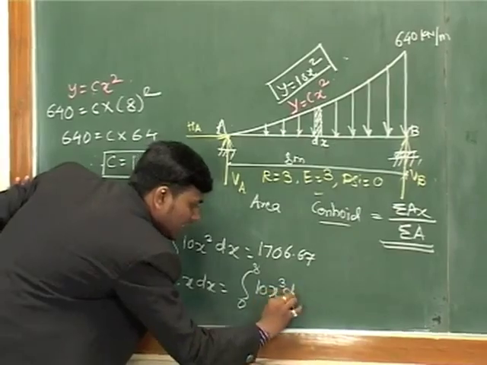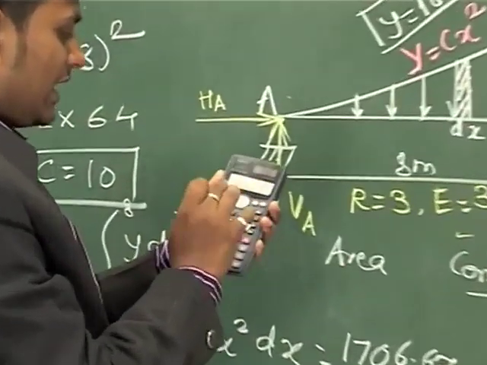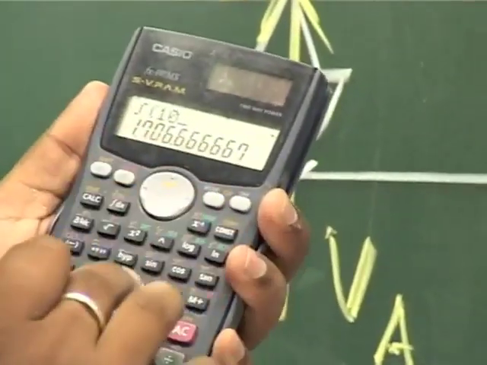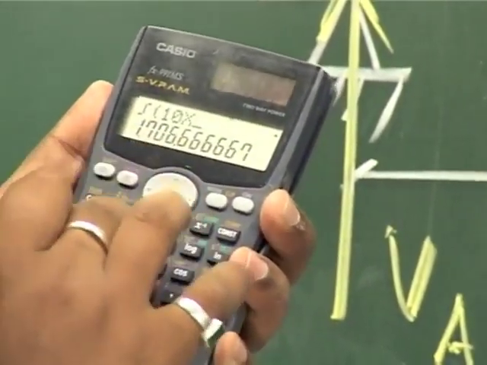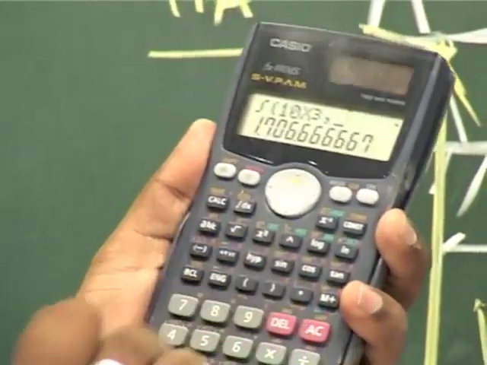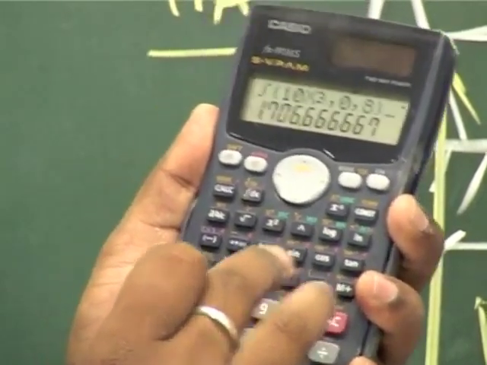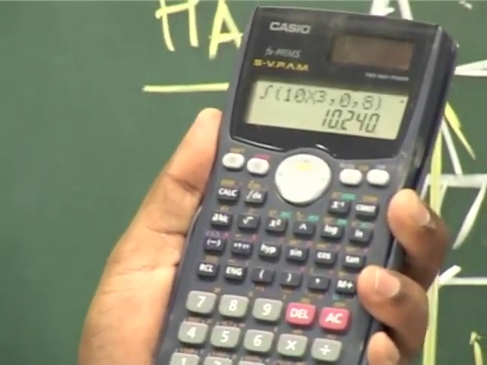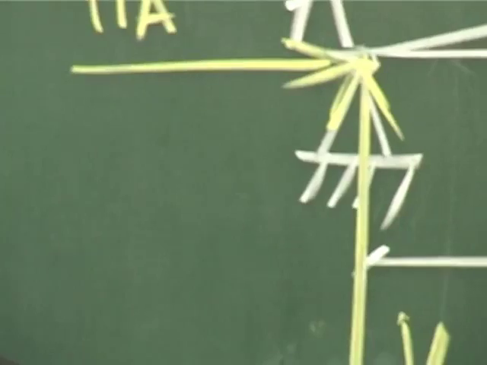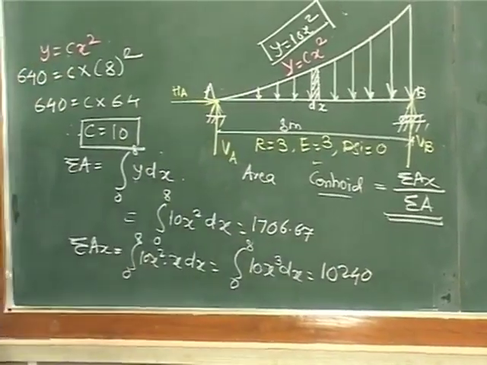So the integration becomes the integration from 0 to 8 of 10x cube dx. Again we calculate with the help of the calculator: integration button, 10 alpha x cube, comma, lower limit first, upper limit afterwards, complete the bracket and press the equal to sign. It will be 10240. So this is the summation Ax.